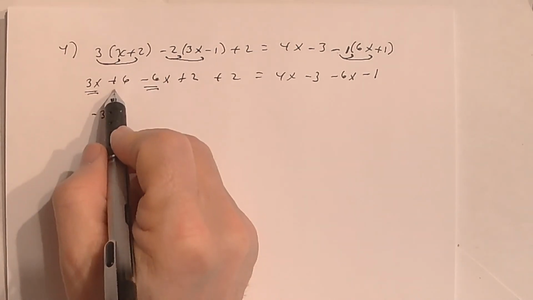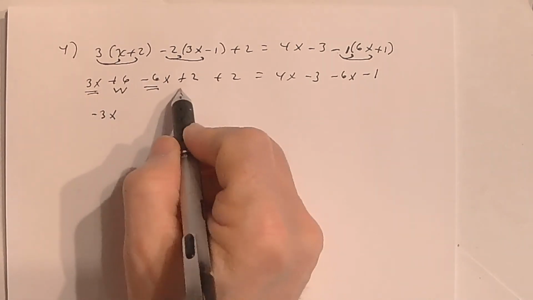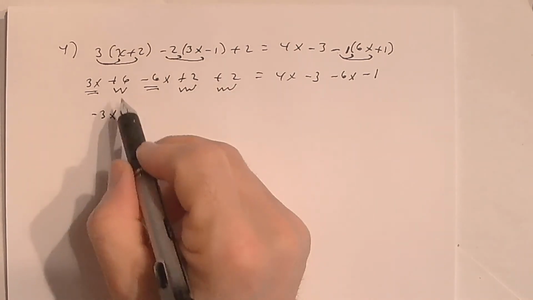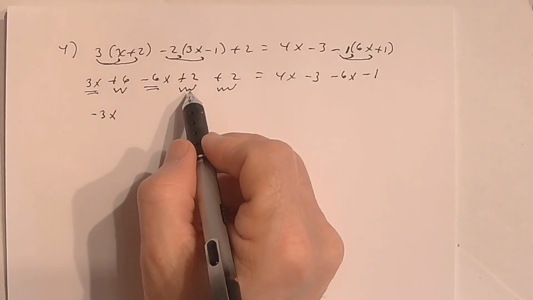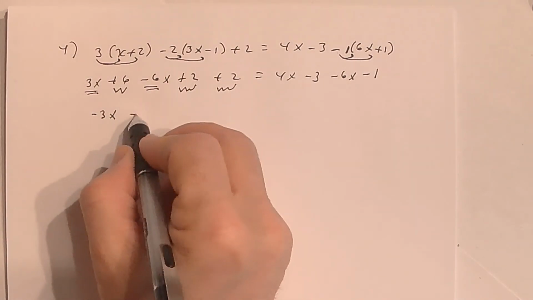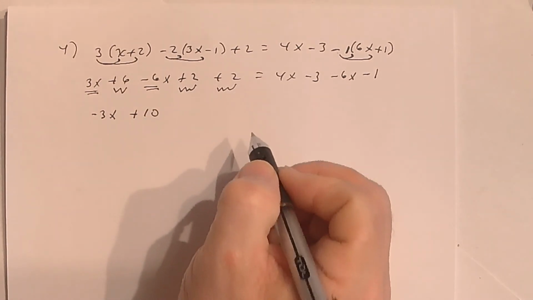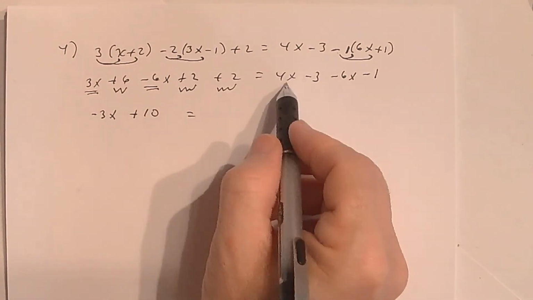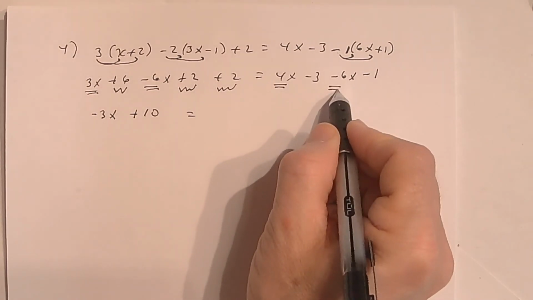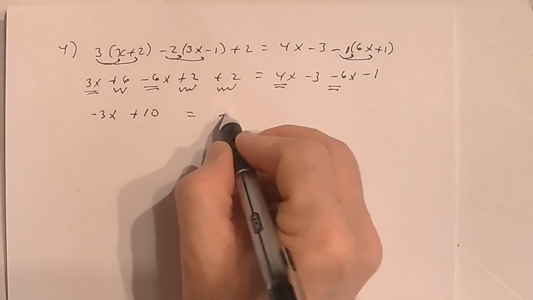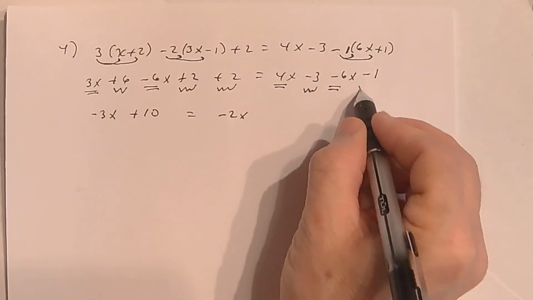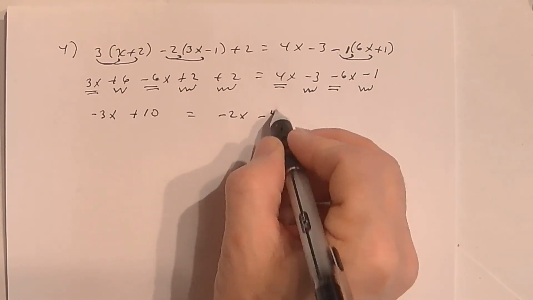Okay, now let's do the constants. So constant 6 plus 4 plus 2, right? So 6 plus 2 is 8. 8 plus 2 is 10. So you all agree that's going to be -3x plus 10 equal? Let's go on this side. So 4x and a -6x is a -2x. A -3 and a -1 is a -4.